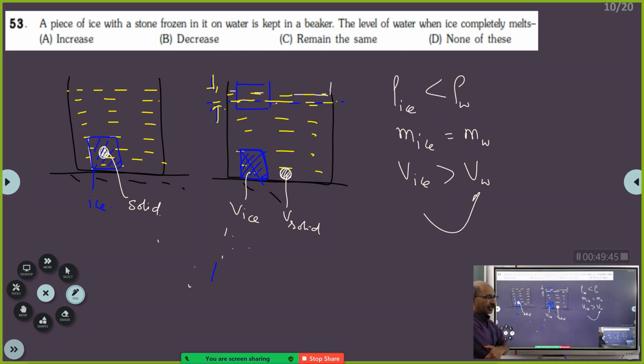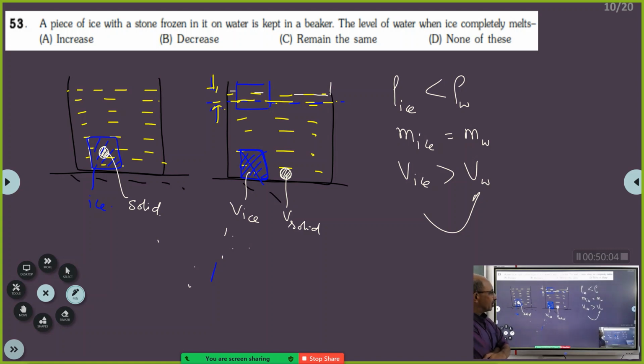Hello, clear? You are not participating, students. You are also thinking. At least tell me you are thinking. Right. So only Aniket is confident in telling yes, it will decrease. What about others?